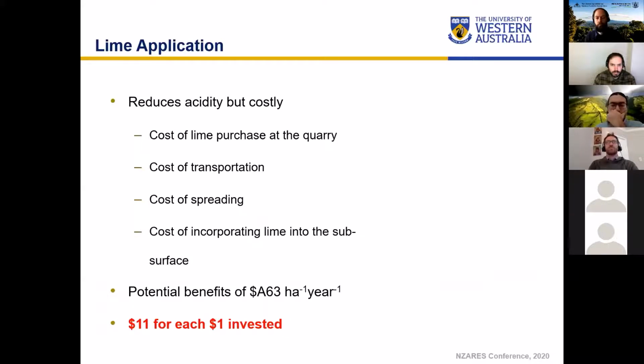One of the most common remedies to address soil acidity is lime application, but farmers don't apply enough lime to address soil acidity, because of the cost of lime purchase at the quarry, its transportation, spreading, and incorporation into subsoil horizons. The potential benefits of lime application are about $63 per hectare per annum, or in other words, if we invest $1 in lime application, we can get $11 in return.